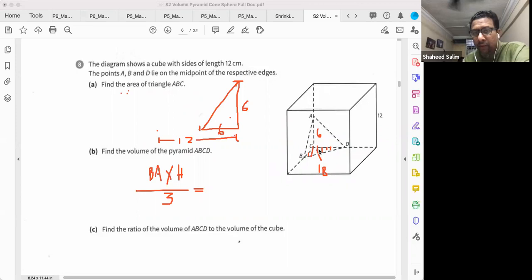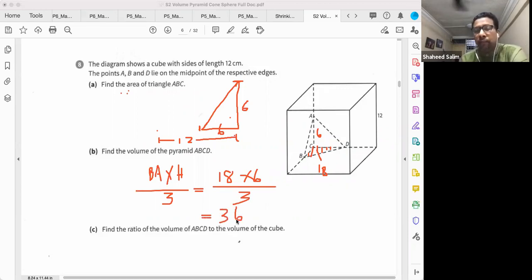Ryan and Akila, how do you know 18? Because all the triangles here are the same. This is 6 by 6 or so. So what's base area? 18 what? Height? Height is 6 what? Down here is height 6. Divide by 3. You will get 36.